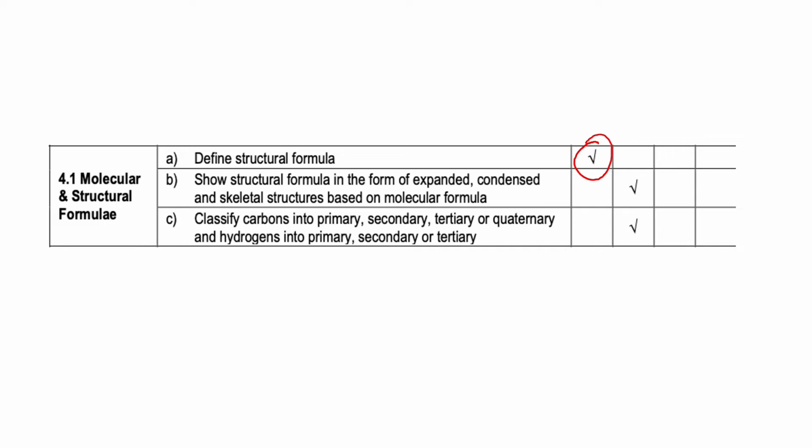And then, to classify carbon into primary, secondary, tertiary and quaternary carbon. And also we are going to classify the hydrogen into primary, secondary or tertiary. Now please take note everyone that this subtopic only covers C1 and C2. Okay, so let's begin.